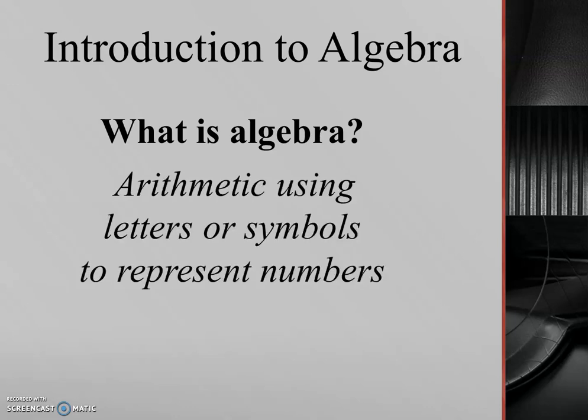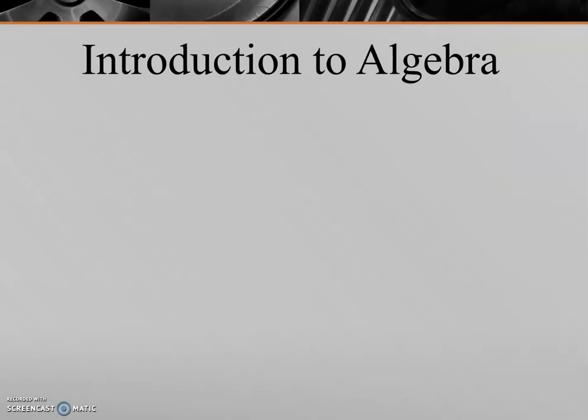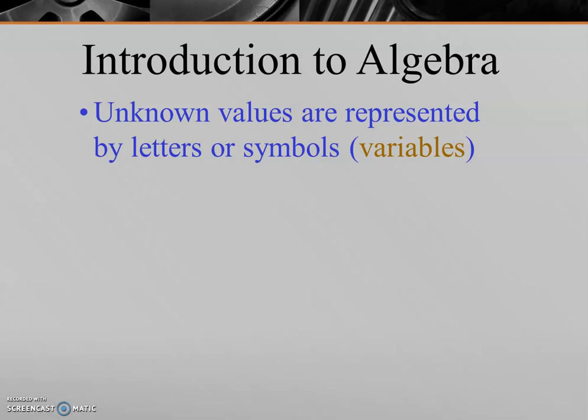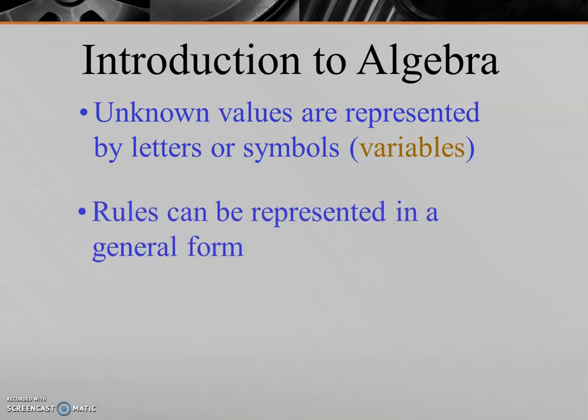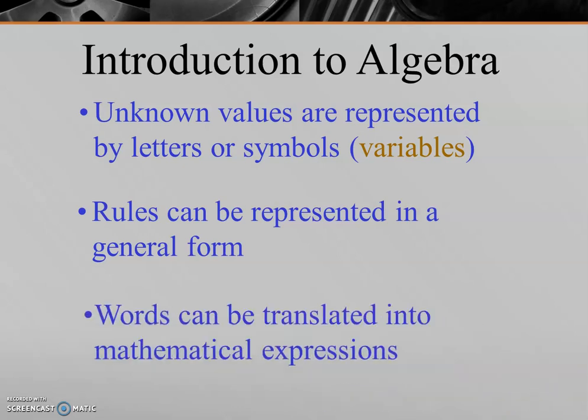What is algebra? Basically, it's arithmetic where you're going to use letters or symbols instead of numbers, okay? Now, it might be because you don't know the numbers, or it might be because you have several numbers to try. So these unknown values, letters or symbols, are called variables, and it allows us to express rules in a more general form, and we can take words and turn them into mathematical expressions.